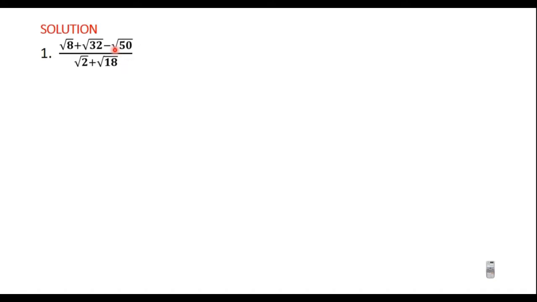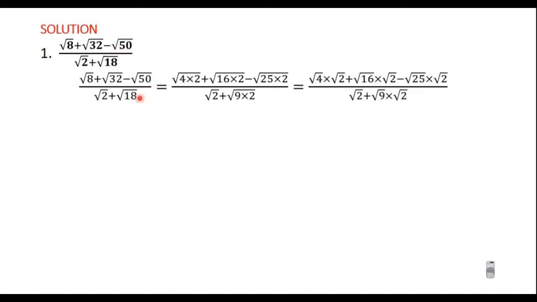Now, we have been doing this a lot and I assume you are conversant with it by now. Sorry, we reduce 8. In doing that, you are going to have 4 times 2 for 8. For 32, you are going to have 16 times 2. And for 50, you are going to have 25 times 2. 2 is already in its simplest form, so we don't touch it. Then we go on to 18. In reducing 18, you are going to have 9 times 2.